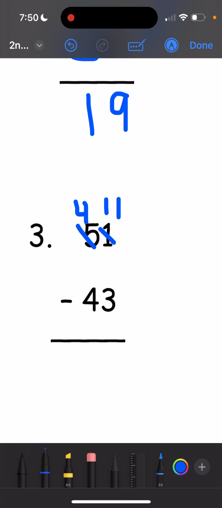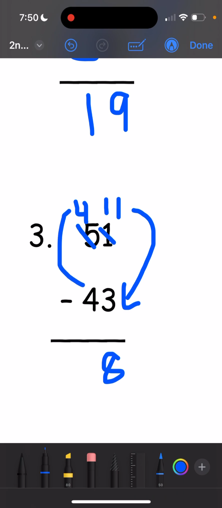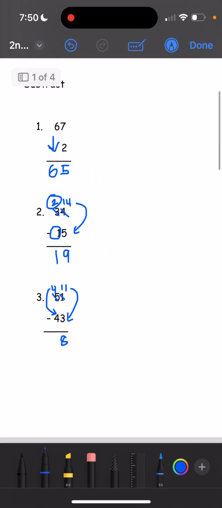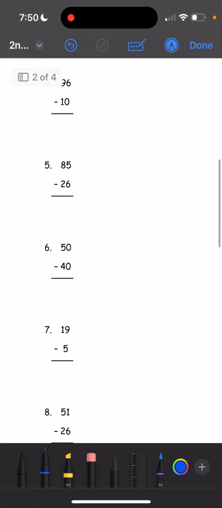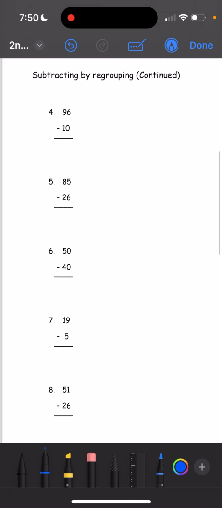So now what is 11 minus 3? 11 minus 3 is 8. And then we have 4 minus 4. What is 4 minus 4? 4 minus 4 is 0, so nothing. So the answer is 8. That is our work. And the next page is the same thing, so you guys can try to do those by yourself.